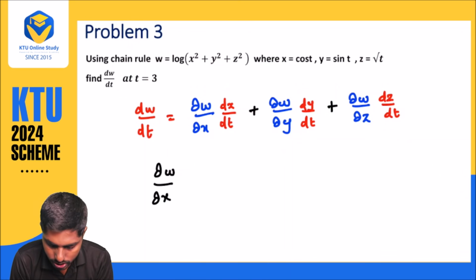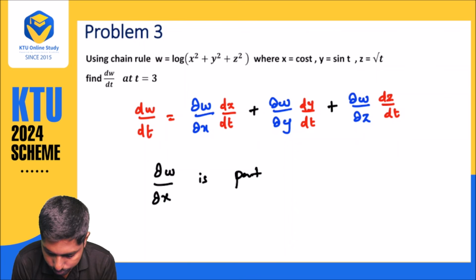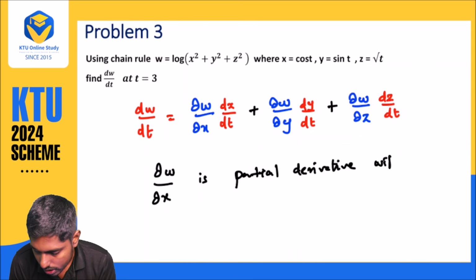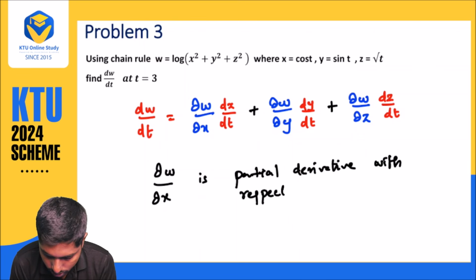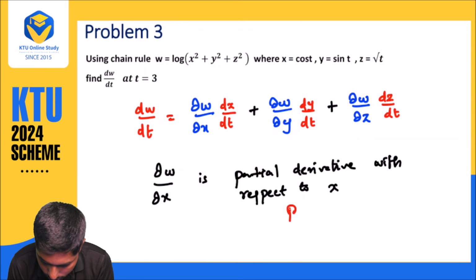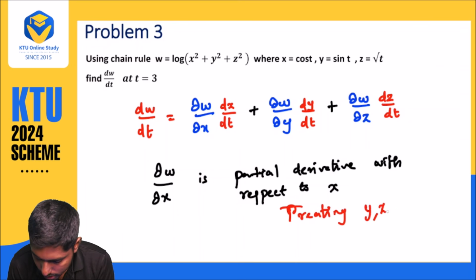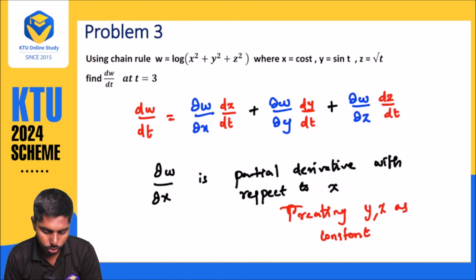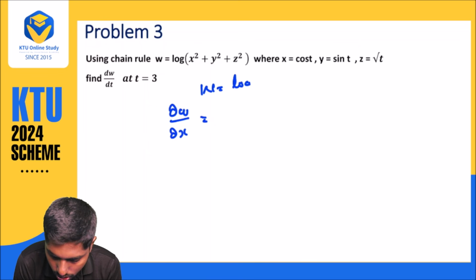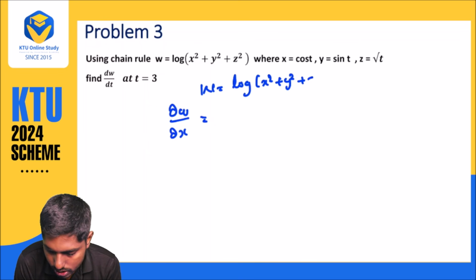∂w/∂x is nothing but the partial derivative with respect to x. That means treating y, z as constants. So ∂w/∂x: w is what we are getting, log of (x² + y² + z²).